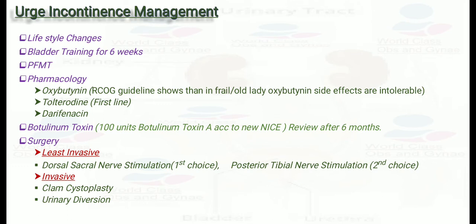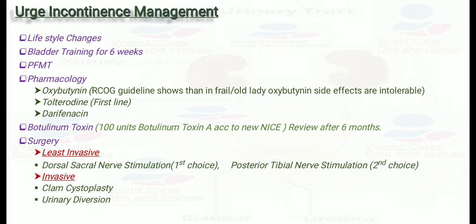Urge incontinence management include lifestyle changes, bladder training for 6 weeks, pelvic floor muscle training, pharmacology including oxybutynin. RCOG guidelines show that in frail old ladies, oxybutynin side effects are intolerable. Tolterodine first line, darifenacin, botulinum toxin, 100 unit botulinum toxin A according to NICE. And after prescribing it, we need to review the patient after 6 months.